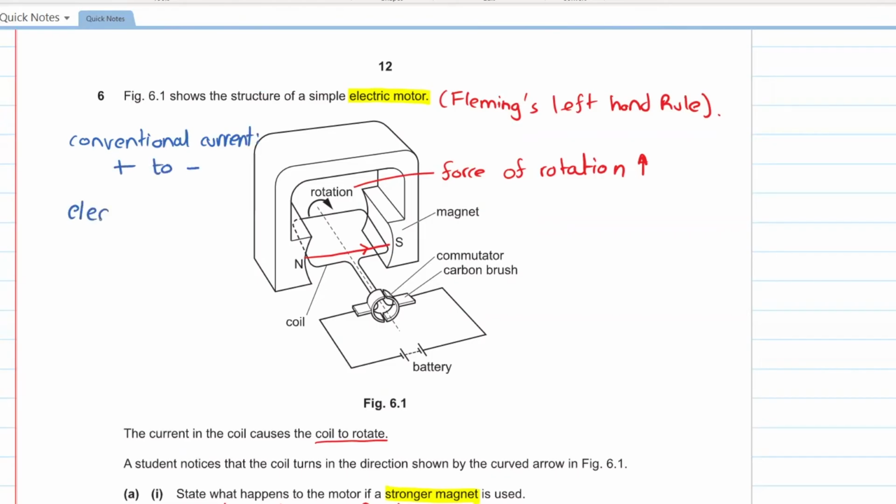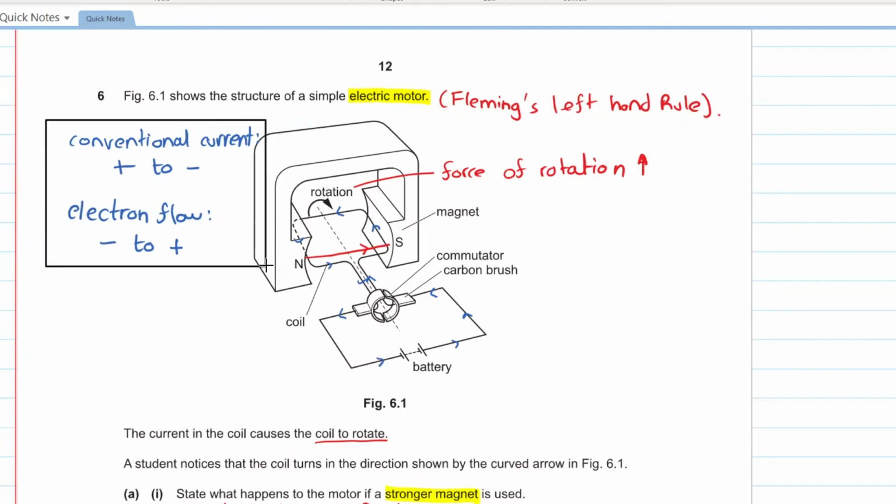And if the examiner is asking you how electrons flow, then electrons flow from negative to positive. So here your direction of current will be somewhat like this. A very important key point to remember: conventional current flows from positive to negative. Electron flow is from negative to positive. Okay. Is it clear?